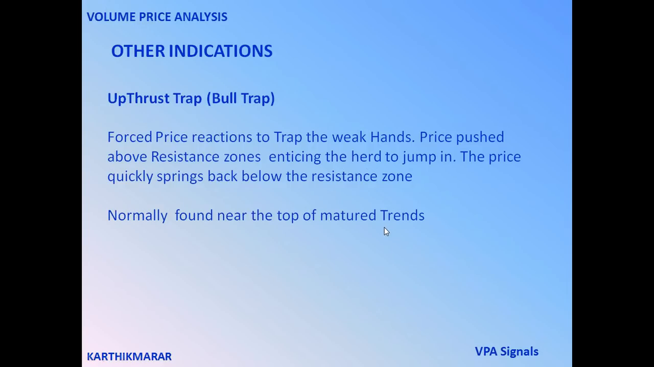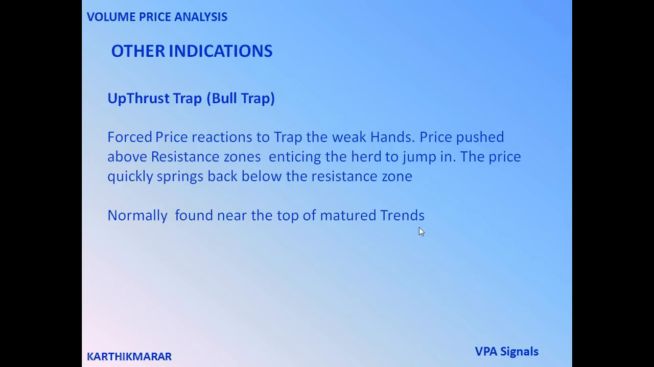Another indication is the upthrust trap or the bull trap. It is the opposite of the spring or the shakeout, but it happens on the upper side. So you have a congestion area and the stock just moves out of the congestion area. Everybody's looking, oh, it's a breakout, and then they start entering. But very soon you would find that it's back into the trading range. So the price is pushed above the resistance zone, enticing the herd to jump in. The price quickly swings back to below the zone.